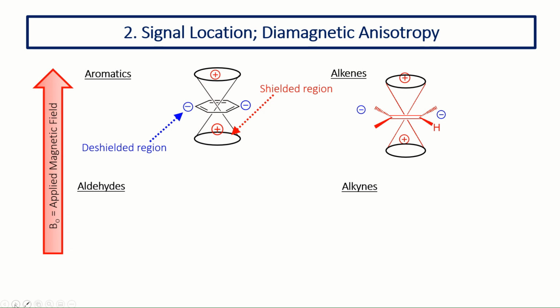For alkenes, you can see the same event happens. All right, and so for alkenes, you can see that we have those protons appearing at 4.5 to 7 ppm. For aromatics, of course, these appear at approximately 7 through 8 ppm.